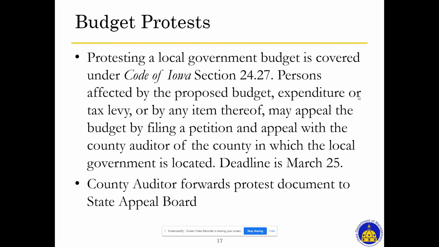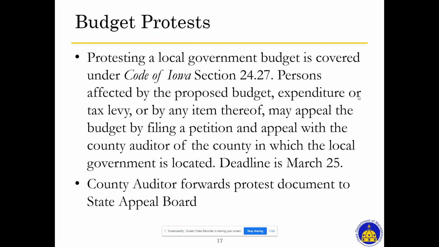The number of signatures is determined based on a percentage of folks voting at the last governor's election. So they'd gather signatures, they'd file that with the county auditor. The county auditor would look at those signatures and make sure that they are the correct number that's needed, and that it's completed and filled out, and then they would forward that on to the state appeal board, which I mentioned is that 3-member body that would then review the appeal and schedule a local hearing on the budget protest.